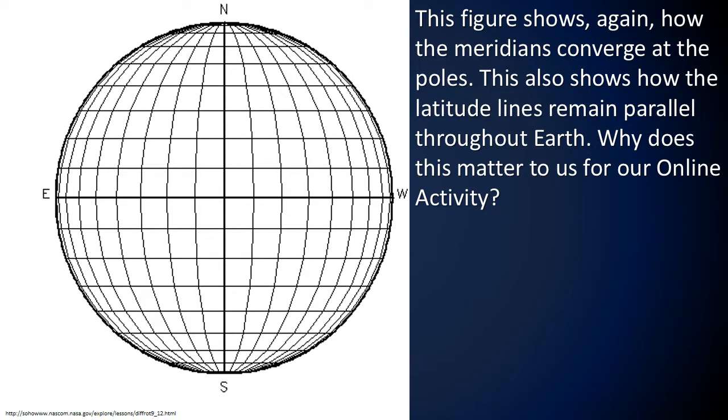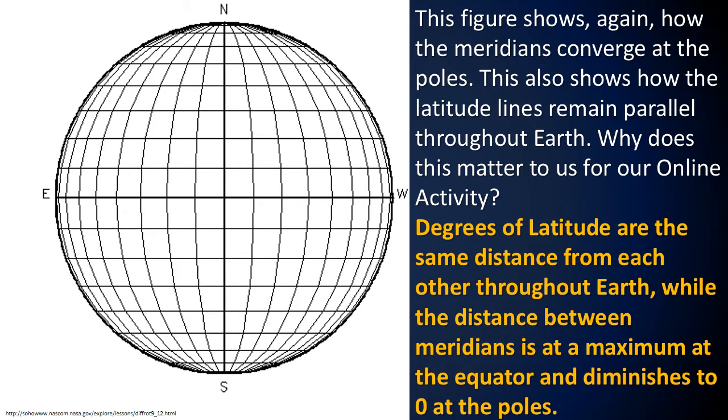Why does this matter to us for our online activity? The degrees of latitude are the same distance from each other throughout Earth, while the distance between meridians is at a maximum at the equator and diminishes to 0 at the poles.